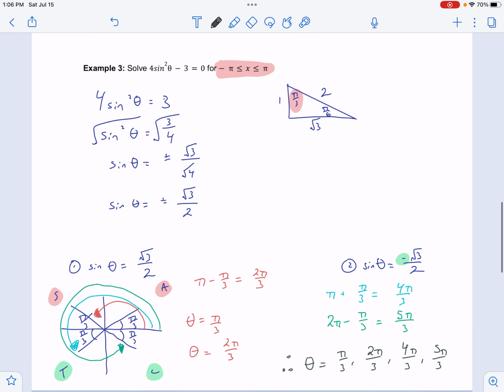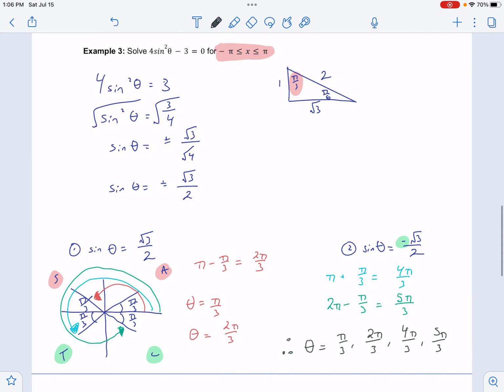Okay? So in this third example here, we did not factor. We didn't need to factor. All we really needed to do was rearrange and isolate our variable. And the moment we did that, we were able to identify that we were working with special triangles, which gave us the exact answer.